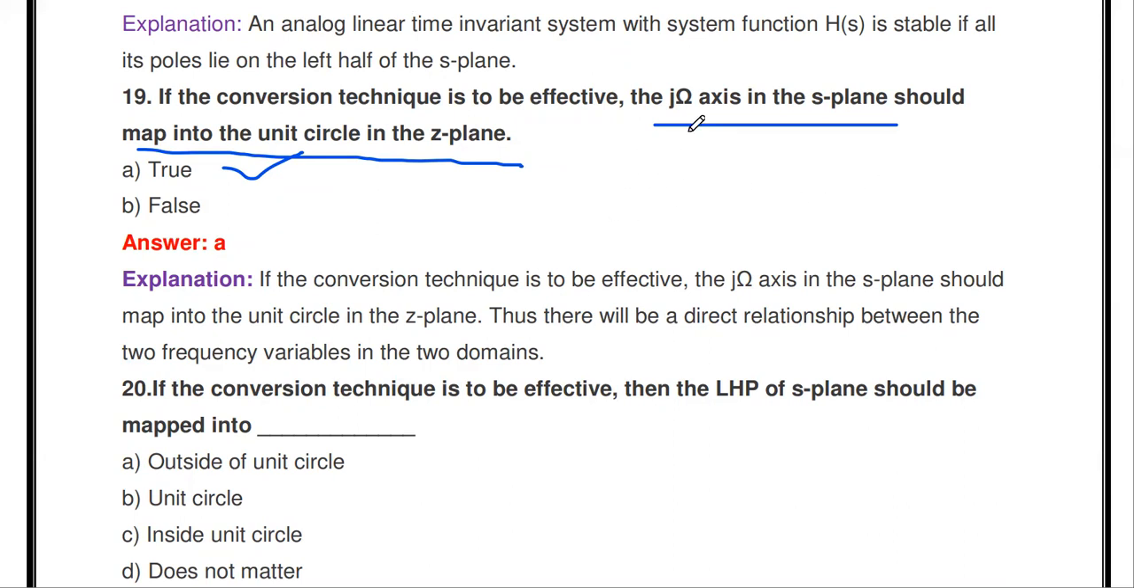So in that, the j omega axis in the S plane should map into the unit circle in the Z plane. Yes, it's true. The j omega axis value is transformed into the unit circle in the Z plane. This is the true statement.